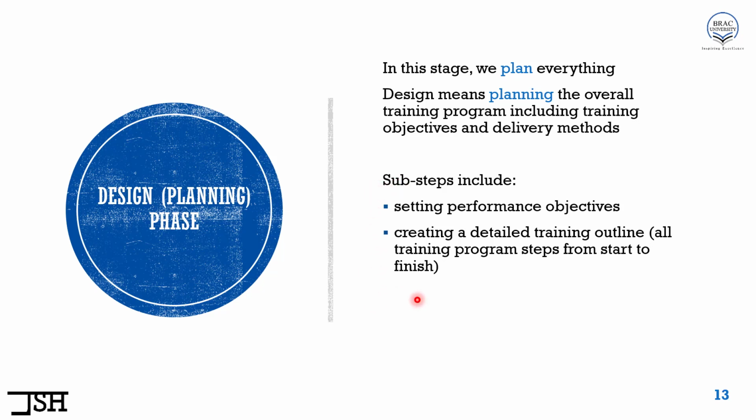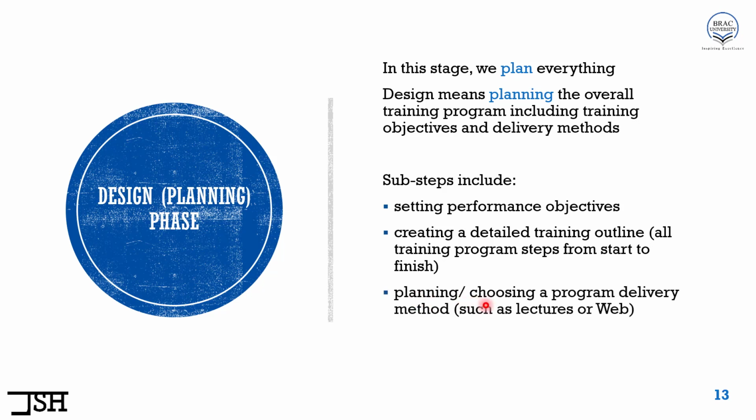What happens next? Here it goes. Planning or choosing a program delivery method. So we decide whether we are going to use the lecture method, and if lecture, whether it's going to be face-to-face or online. Again, we are going to plan on that. And finally, once all the planning is done, we verify the overall program design with management. Once all the planning is concrete and ready, we go to our boss and ask them to approve our plan or the training design. Again, all of it happens on pen and paper. Why? Because this is the planning phase where we plan the ultimate design of the training.